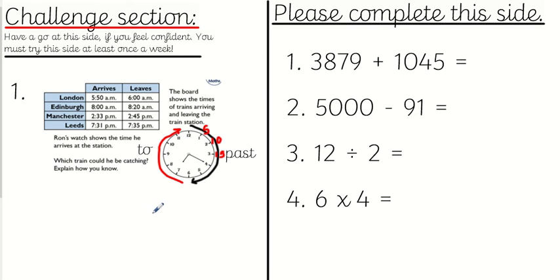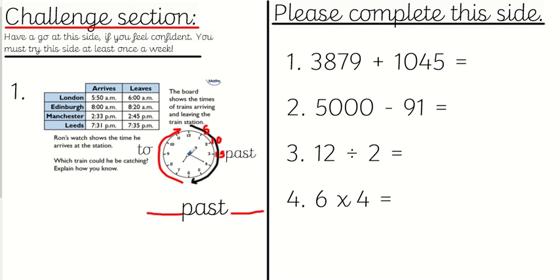So you'll be looking to have something past an hour. So how many minutes past what hour? What hour has it gone past? Fill that in first. Then we can start having a look at which train Ron could be catching and explaining how we know.